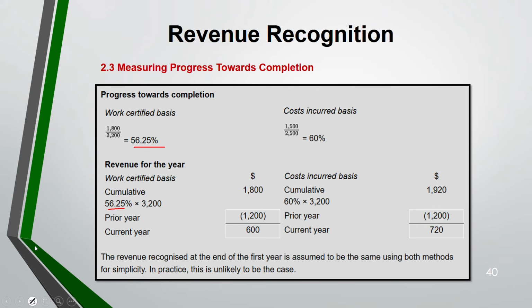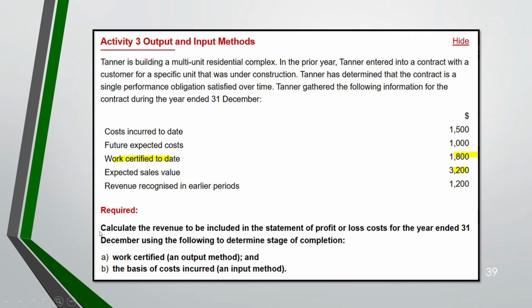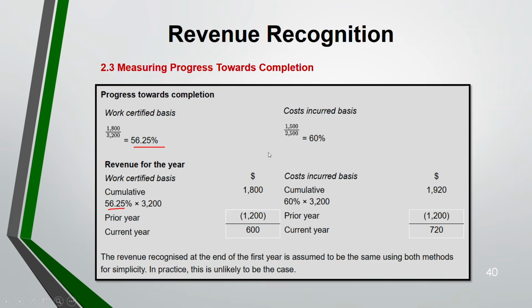So now coming to the cost. See, cost is 1,500 and future expected cost is 1,000. So total cost is 2,500, out of which your cost incurred to date is 1,500. So 1,500 over 2,500 is 60%. And this 60% you are using here.